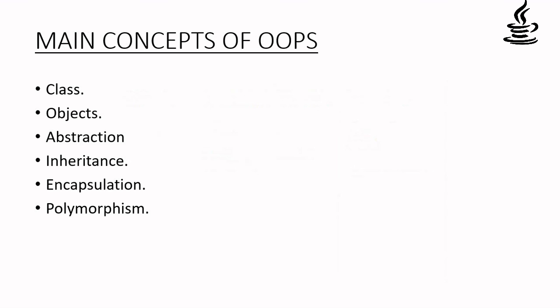Now the main concepts we will see in object oriented programming are class, object, abstraction, inheritance, encapsulation and polymorphism. Don't worry about all of these concepts because we will discuss them in greater detail in their respective sessions.